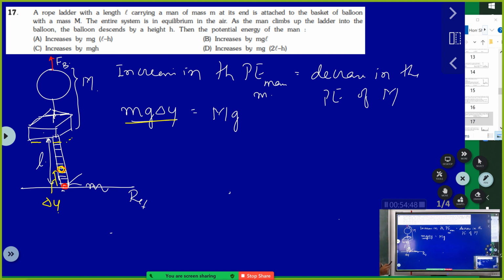Got it? So that means now that will come down by capital Mg, and you give the name here delta Y M, and here you give the name delta y m. So you can establish the relation between these two. So g's will cancel.